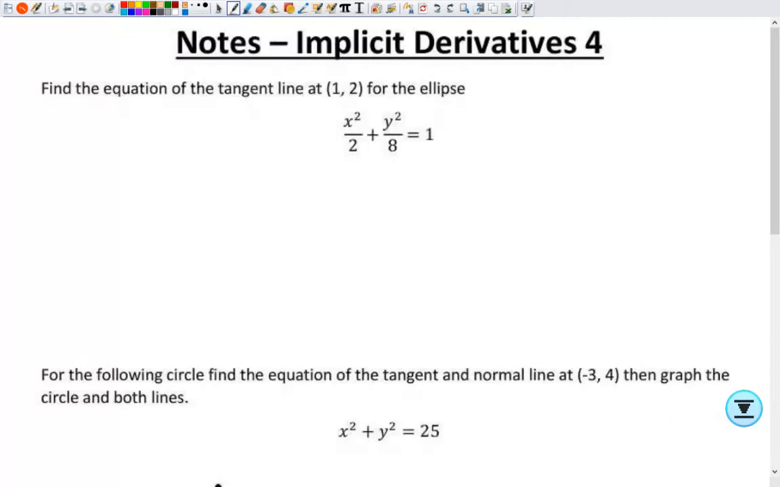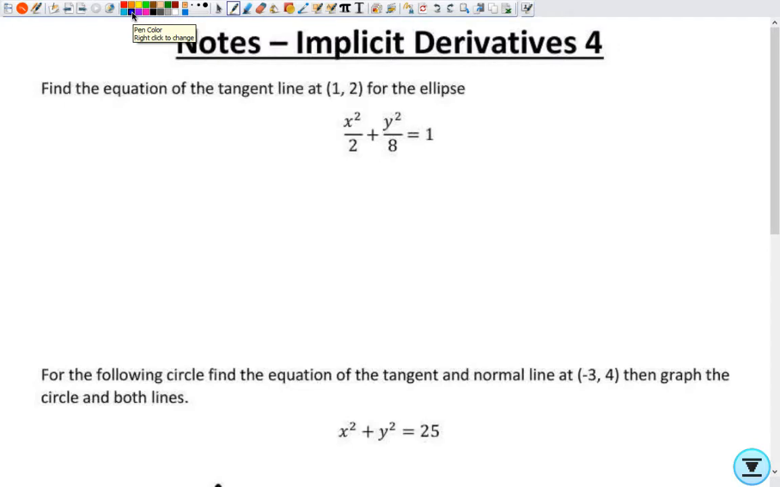Okay, so we're going to be going over implicit derivatives today. But we're going to be using implicit differentiation to do problems that we've absolutely worked before: tangent line problems, normal line problems. So we're going to be doing the exact same thing we've been doing before, just with implicit differentiation.